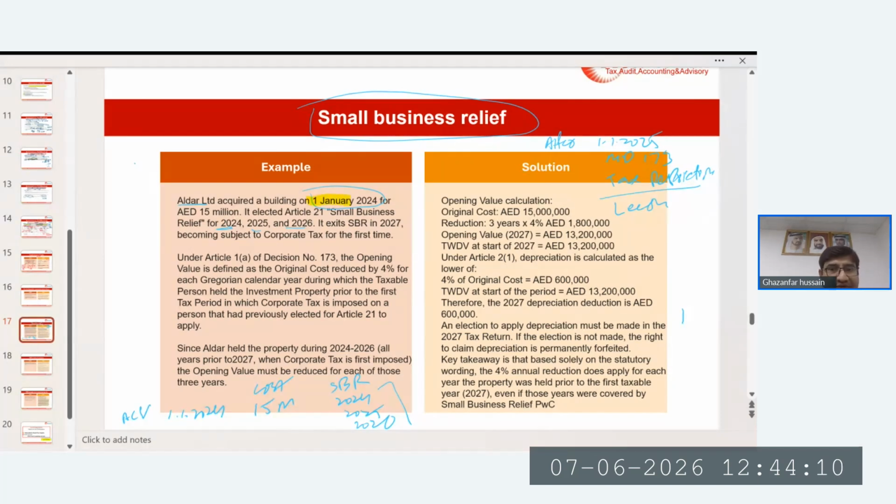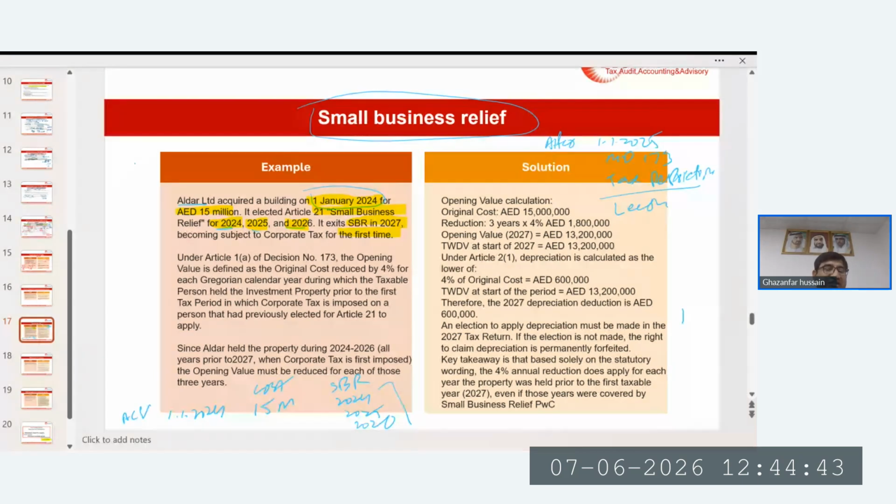Here, this one, 15 million, elected the small business relief for 24, 25, 26. It exits SBR in 2027. Now the first tax period after the SBR is 2027, which becomes subject to corporate tax for the first time, right? As you know, when we are opting for the SBR, the full return is not calculated. The 2 or 3 elections that we opted, and then the return will be closed.